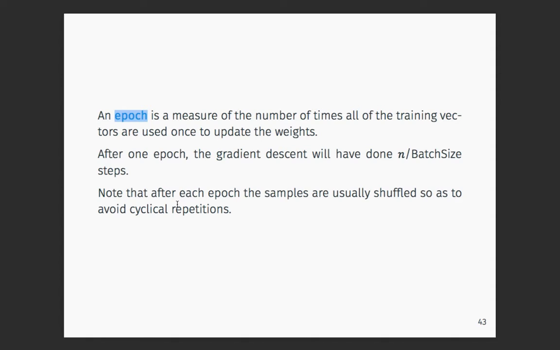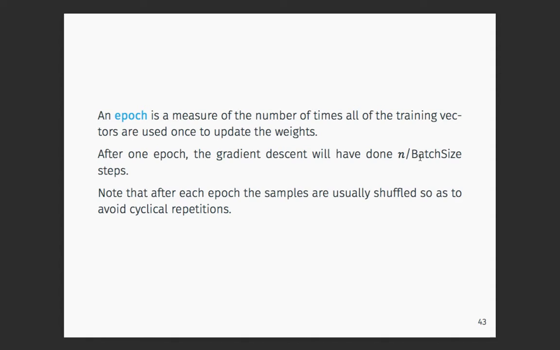Let's say you have a data set of 100 observations, and let's say that your mini batch size is 10. You will do 10 updates of your gradients per epoch. So here n is 100, and your batch size is 10. So 100 divided by 10, you'll have done 10 updates of your gradient. So you'll have computed your gradient 10 times in one epoch. One epoch is you've used all your samples once.